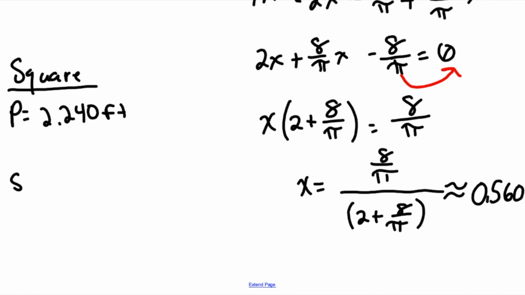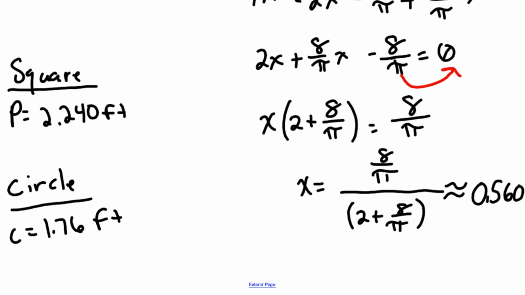And then if that much is being used for the square, then the remainder has to be used for the circle. The circle's perimeter, or circumference, would just be 4 minus what we got right there, the 2.24, which leaves us with approximately 1.76 feet of the wire being used for the circle. So that would be the maximum area that would use both the square and the circle.